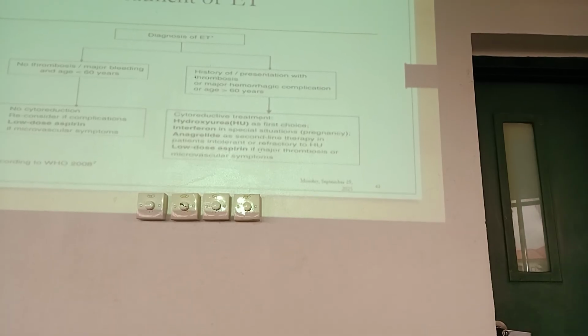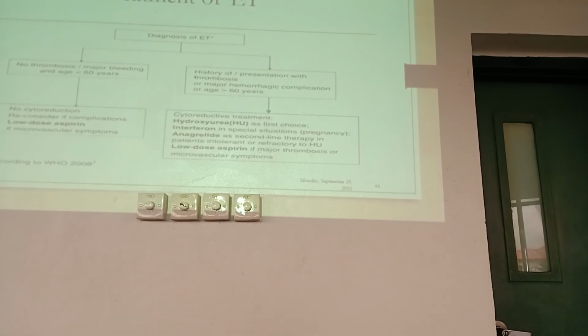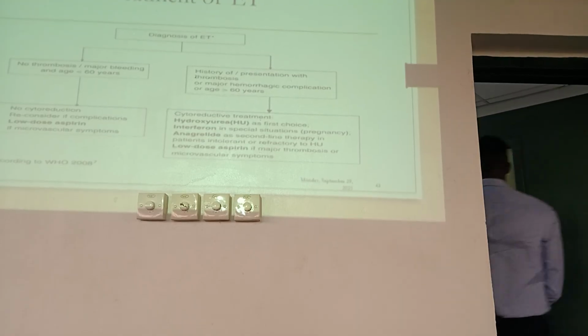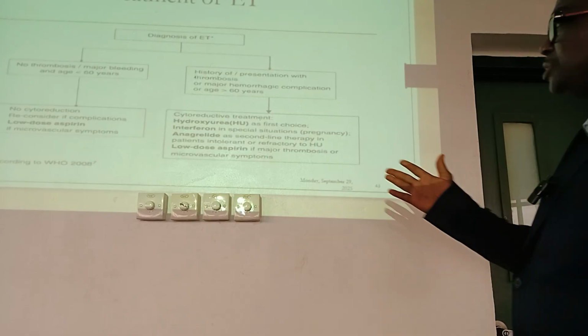cerebral thrombosis, mesenteric thrombosis, retinal thrombosis, because of the hyperviscosity, because the vessels are packed. If you have a platelet count of 1 million, and it should not be more than 400,000, then the vessels will be packed and they can occlude the microvasculature. So depending on whether you have thrombosis or not, whether you are 60 years or not, you can use this to treat.